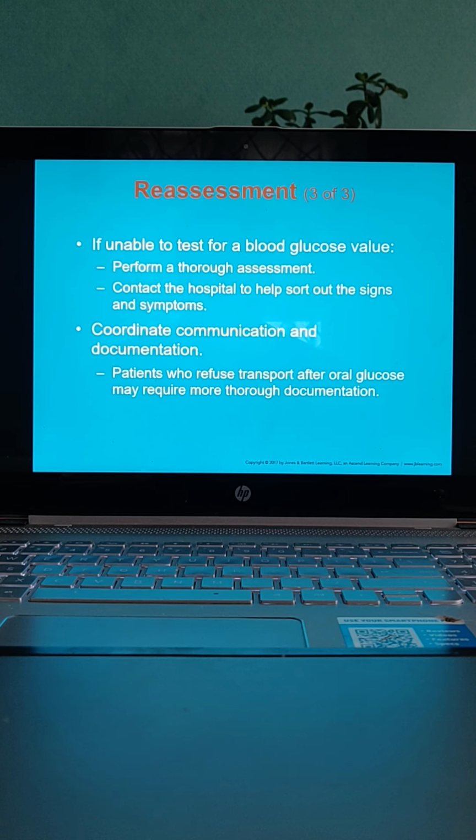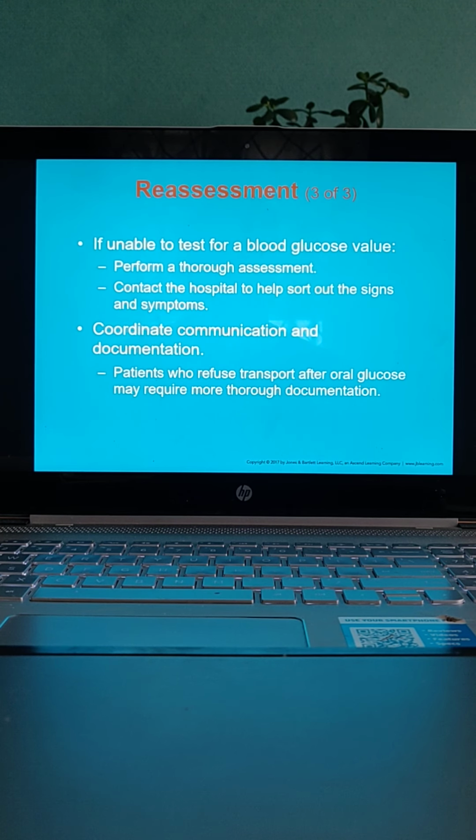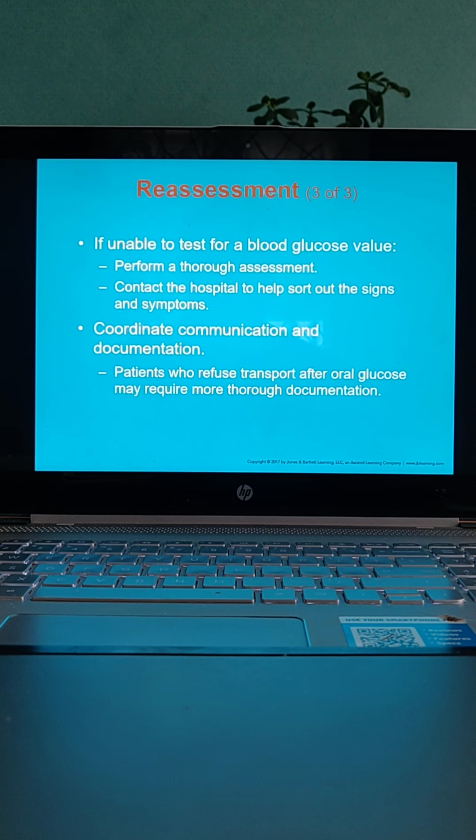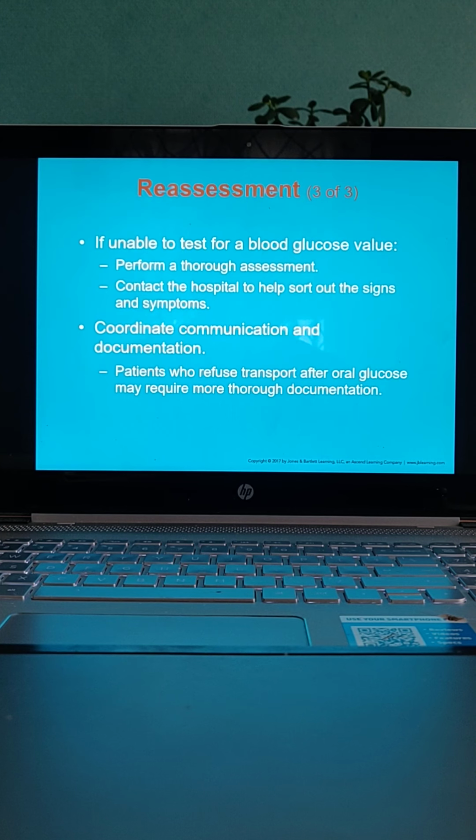Coordinate communication and documentation. Patients who refuse transport after oral glucose administration may require more thorough documentation. If you are called to somebody's house because somebody is scared to death, they call 911. They think that there's a problem. That's why they called you. You go there. You examine the patient. It's determined that their BGL is low, so they're a hypoglycemic patient, but they're still somewhat conscious. You give them oral glucose. They start to come out of it. You get some fruit juice into them. They come out of it even more. Okay, great, no problem. My wife's going to make me some breakfast right away.